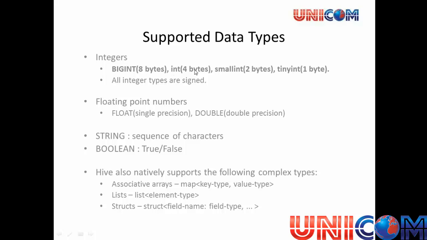We have a bigint, we have a smallint, we have a tinyint, we have an int. Integer types are signed, so basically you can represent both minus and plus. We have float and double, string, boolean.